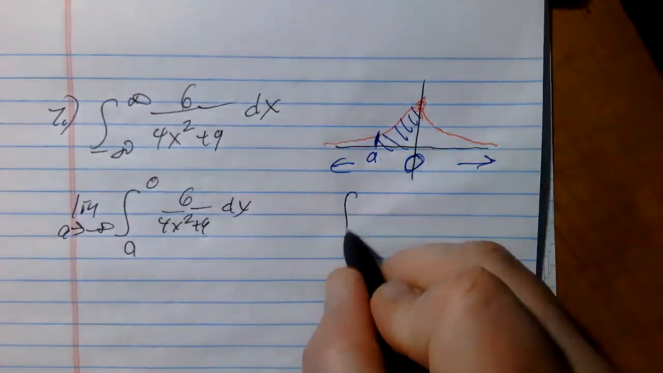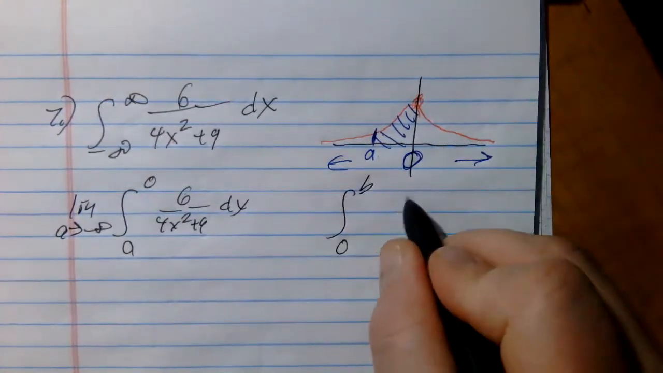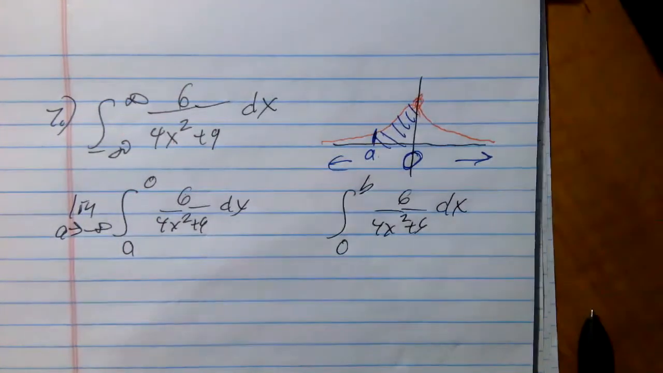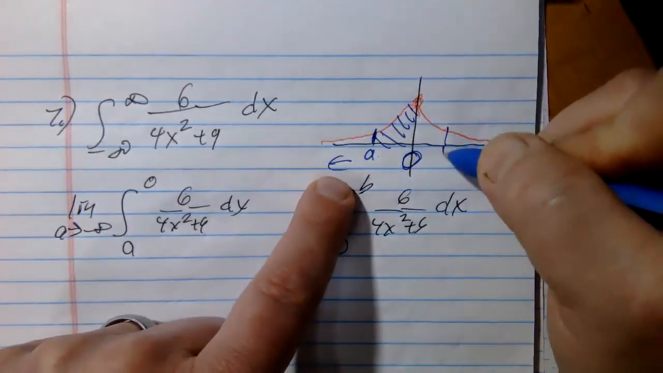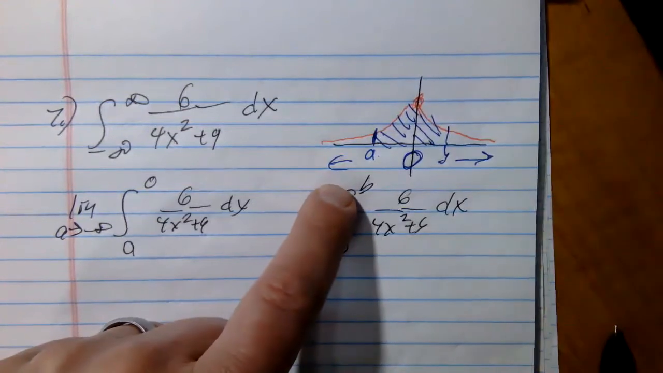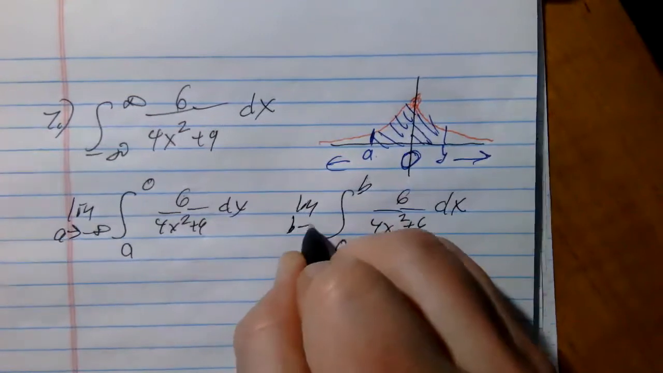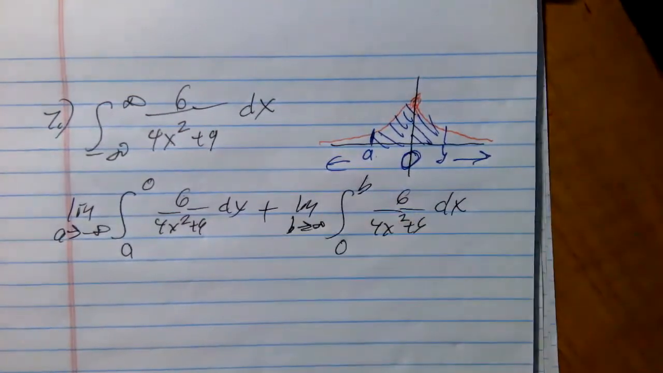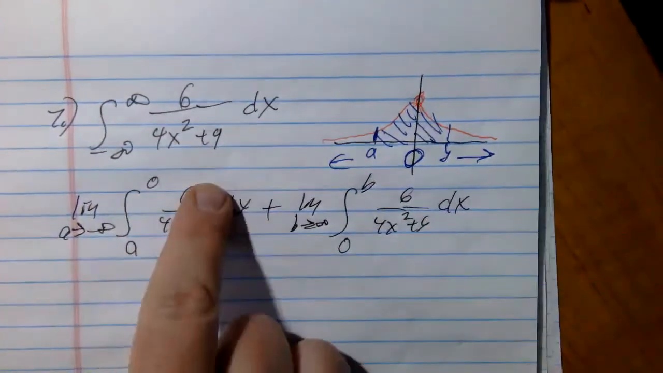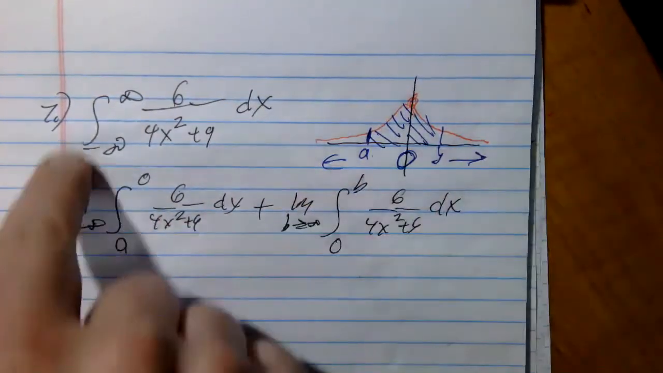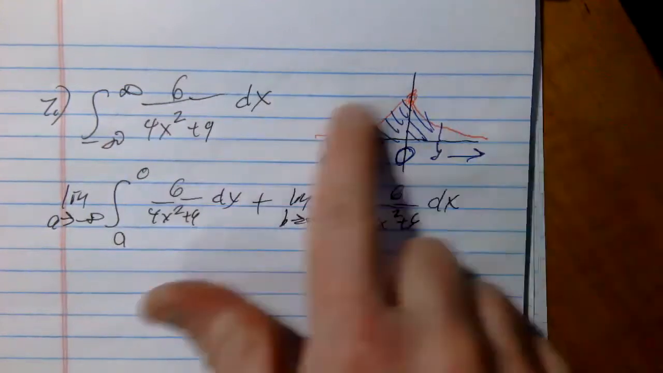Then I'm going to do another one where I go from 0 to, say, b of this 6 over 4x squared plus 9. So now I'm going from 0 to b. I'm going to do this area, but then eventually I'm going to take the limit as this one goes off to infinity. If this one is a finite number, it'll give me this area. If this one's a finite number, it'll give me this area. So then the overall finite area would be to add them together.